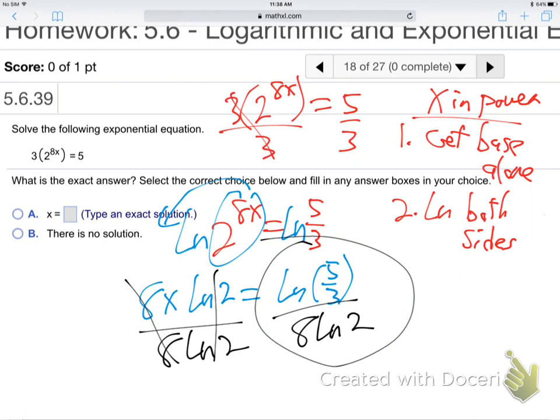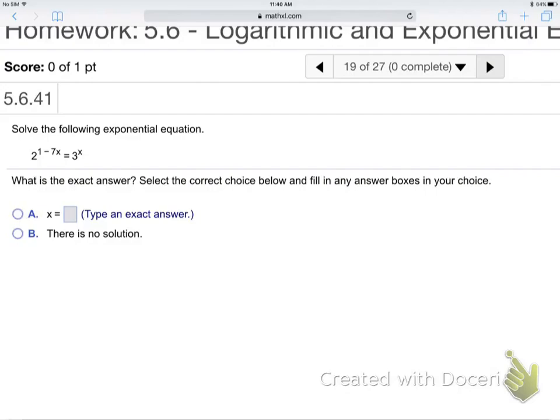That good? All right. The word problem with population and growth. Okay, thanks for the heads up. So 22 and 27, I'll make sure we look at those. Okay, let's look at this. It's the same thing. x is in power, Hitler's in power, trying to get him out of power. Ln both sides. So let's do that.